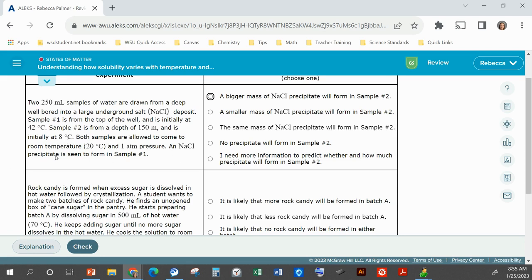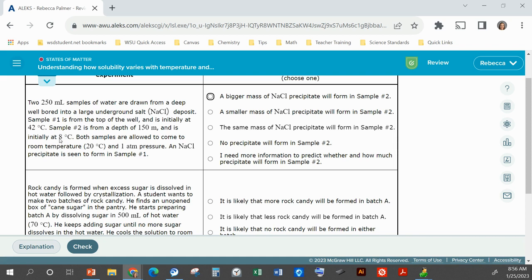And sodium chloride precipitate is seen to form in sample 1. So we're taking sample 1, which has a whole bunch of sodium chloride in it. It's at a hotter temperature, so more sodium chloride will dissolve. And then we drop the temperature to room temperature, 20 degrees. Because if we drop the temperature, it becomes less soluble. So if it's less soluble, they see a precipitate.